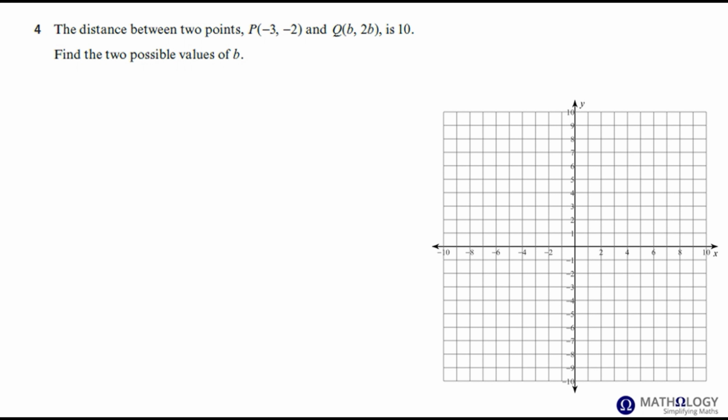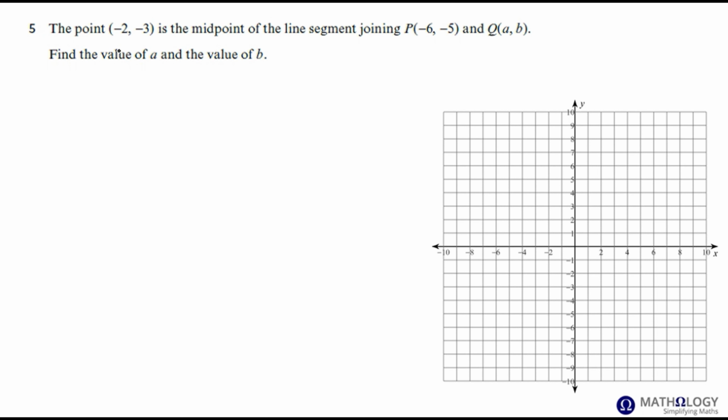Question 4 is very similar to question 3, so I'm going to leave it for you to do as an exercise. The point (minus 2, minus 3) is the midpoint of the line segment joining P (minus 6, minus 5) and Q (a, b). Find the value of a and the value of b. Okay, so the point (minus 2, minus 3), we'll just call that point R. R is the midpoint of PQ.